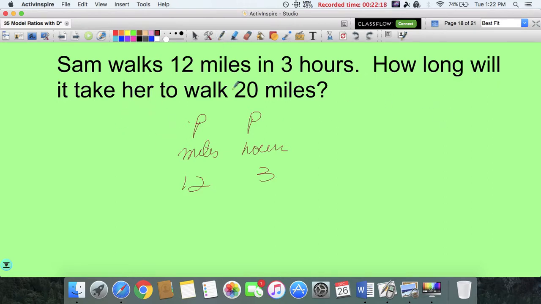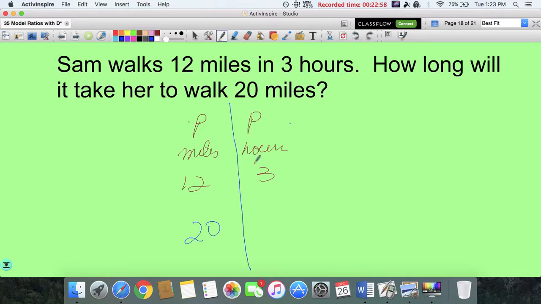And how long will it take her to walk 20 miles? So 20 miles, 20 would go over here, right? So how many hours will it take her to walk 20 miles? Now, if you look this way, is there anything multiplied by 12 that gives you 20? 12 times 1 is 12, 12 times 2 is 24, not really, right?